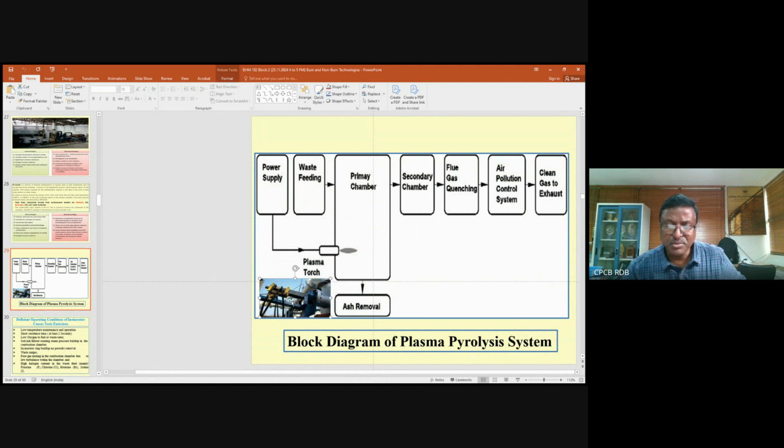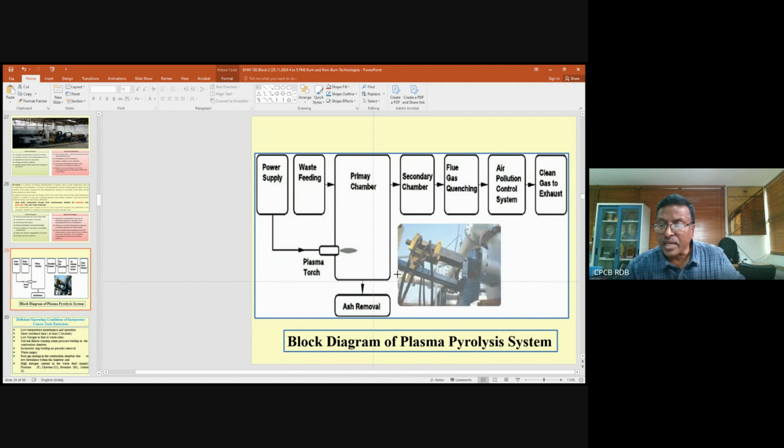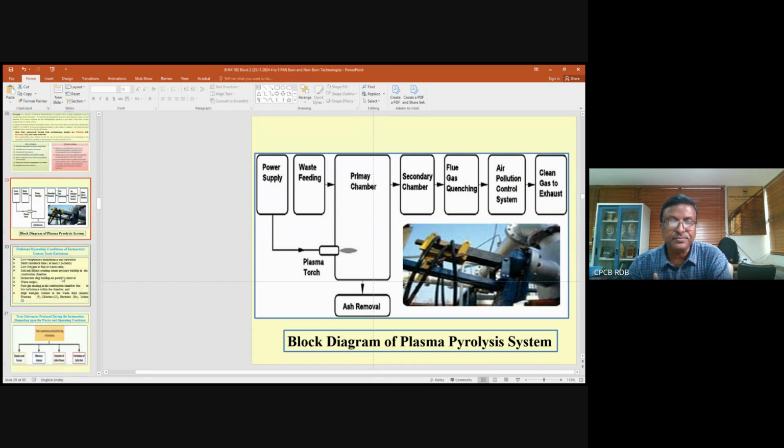This is the example which I could show you, the conventional method. Here, this is the plasma. High-energy plasma is generated in the primary chamber, and this plasma helps in conversion of waste into methane, hydrogen, and carbon monoxide. These will be fed into the secondary chamber with excess air, and the flue gases generated are cleaned, then discharged into the atmosphere. Whereas the ash, the waste converted into ash, is removed from the bottom and disposed of as waste.